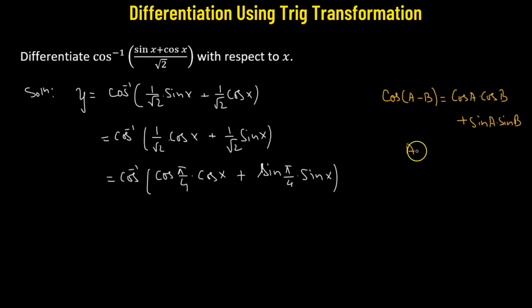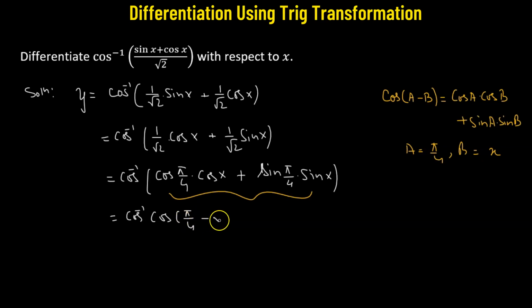So if we take a to be equals to pi over 4 and b to be equals to x, then our expression within the parentheses will become cosine inverse of cosine of pi over 4 minus x. That means we have cosine inverse of cosine of pi over 4 minus x will be simply pi over 4 minus x. So this is y. Now when we take the derivative on both sides with respect to x, so dy over dx will give us negative 1. So this is the value of the derivative of the inverse cosine function with respect to x, which is negative 1.